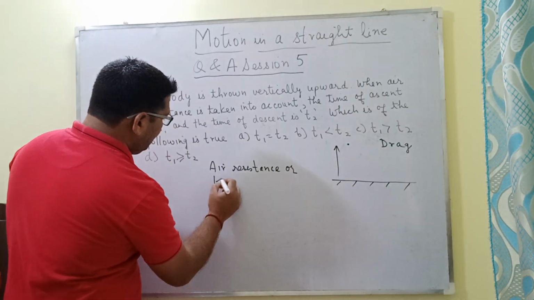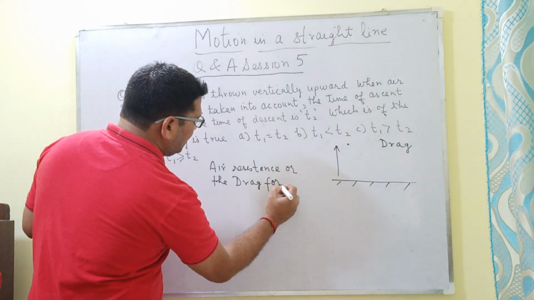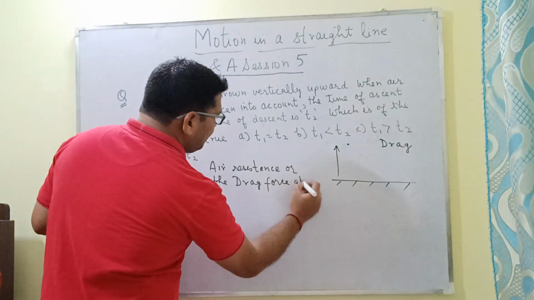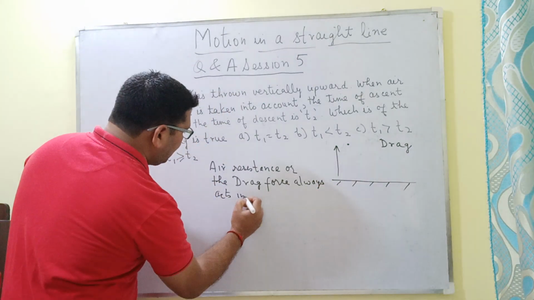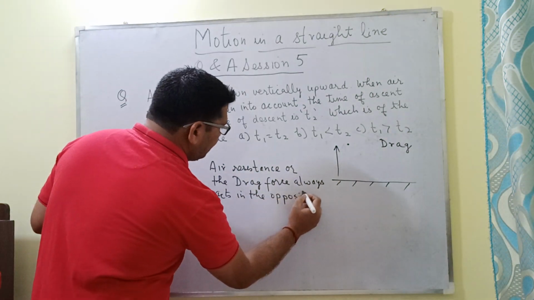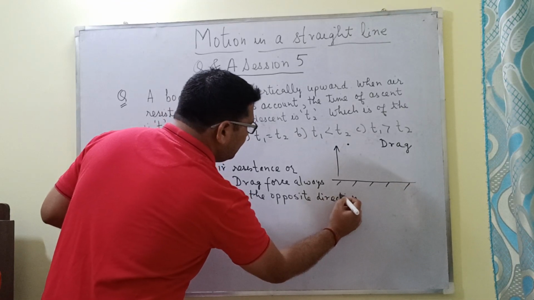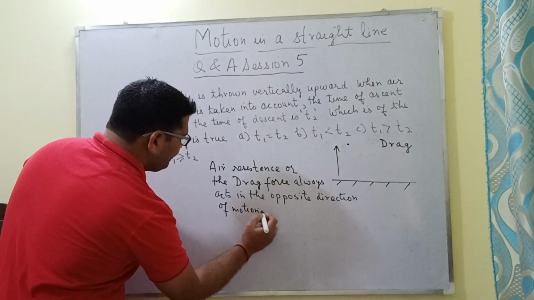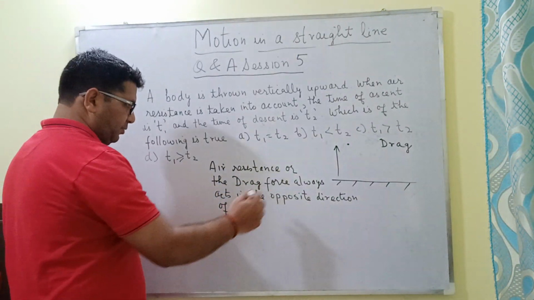So in this case, the first important thing which we should know is that this air resistance force or the drag force always acts in the opposite direction of motion. Air resistance or the drag force always acts in the opposite direction of the motion.